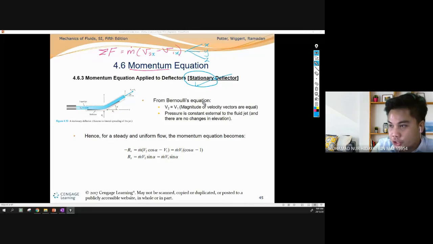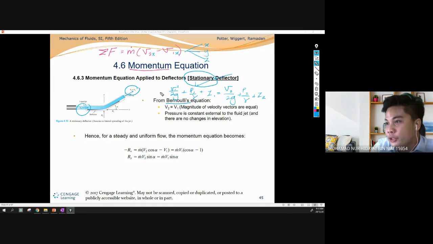So from the Bernoulli equation, we know that V2 equals V1. V2 is the velocity at the outlet, the same as the velocity at the inlet, because we apply the Bernoulli equation. Remember our Bernoulli equation: V squared over 2g plus P over gamma plus Z. This is point 1, and this is point 2, with pressure 2.